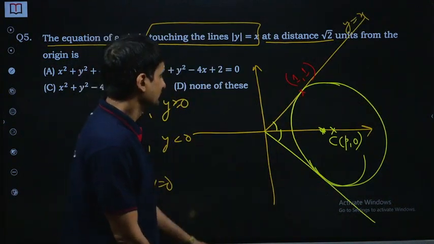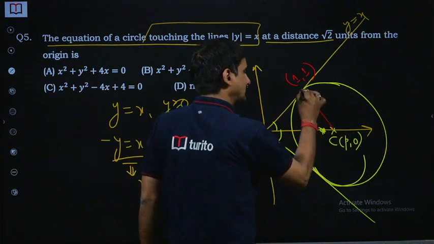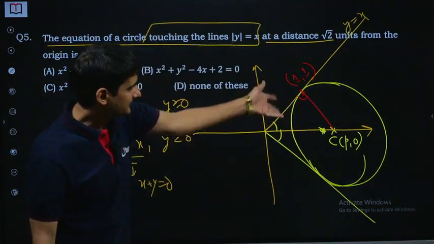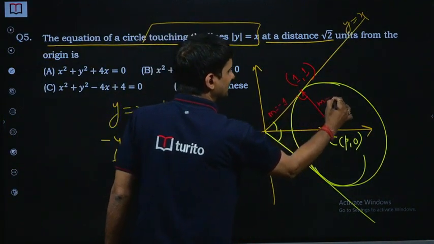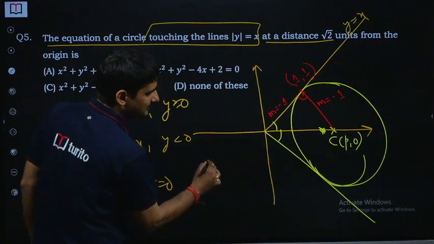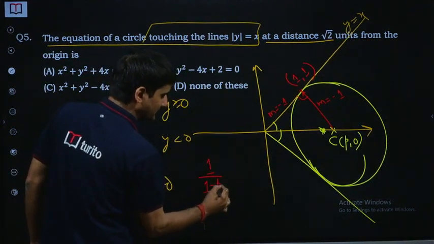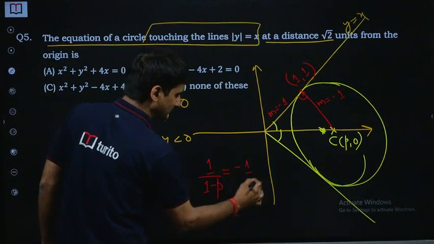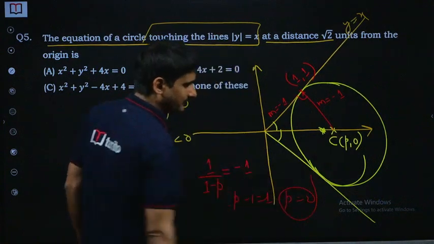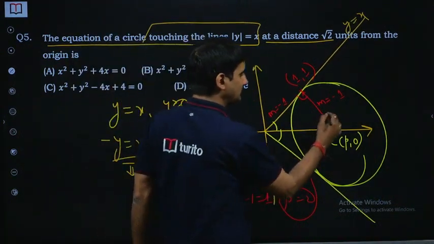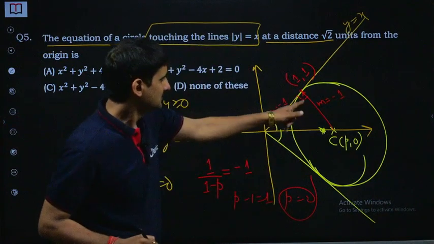So what can we do? That's the theorem. So just equate it, and this slope is 1, so this has to be minus 1. I think we got it. So y2 minus y1 upon x2 minus x1 is equal to minus 1. So 1 upon p minus 1 is equal to 1. So p is equal to 2. So that's it. And then the center is 2 comma 0.